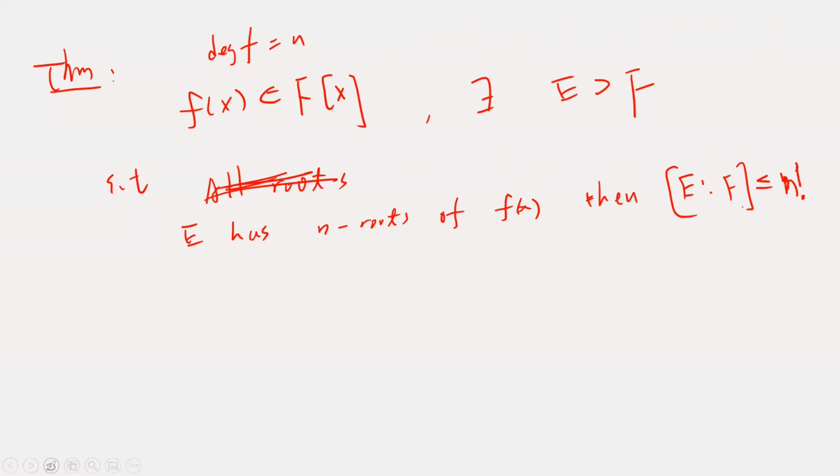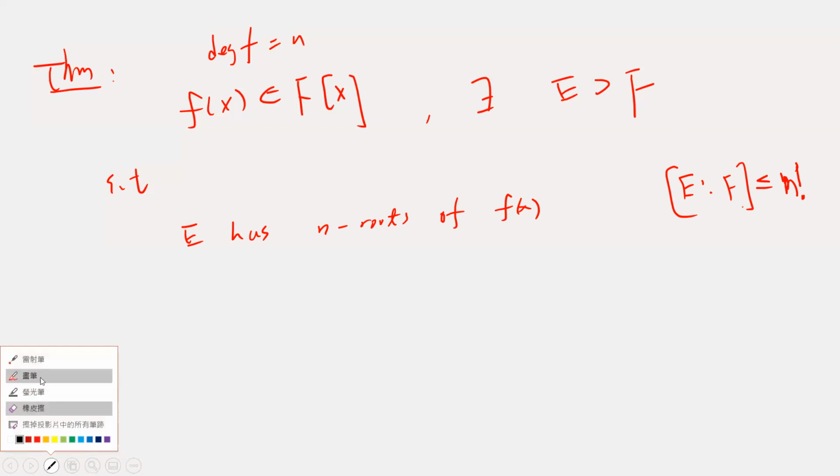So I hope you understand what I'm saying. If you have a degree n polynomial with coefficients in F, then you can find an extension field E such that E has n roots of f(x), and [E : F] is less than or equal to n factorial. That means the complexity of the roots is constrained by the degree, right? By the degree.